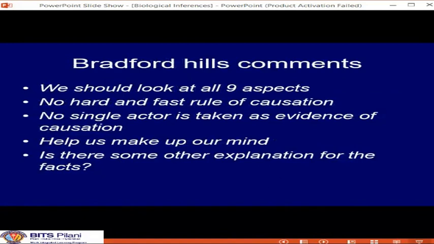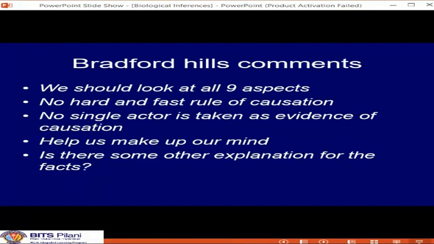One of the major propounders of these 9 factors was Austin Bradford Hill, an epidemiologist. And many people often call these 9 factors Bradford Hill's or modified Hill's criteria for causation. So if you hear the word, these are the same 9 factors. But this is what Bradford Hill actually had to say about his 9 criteria.